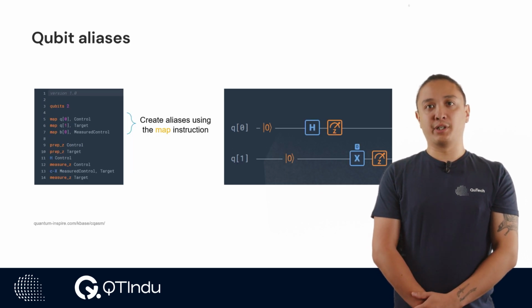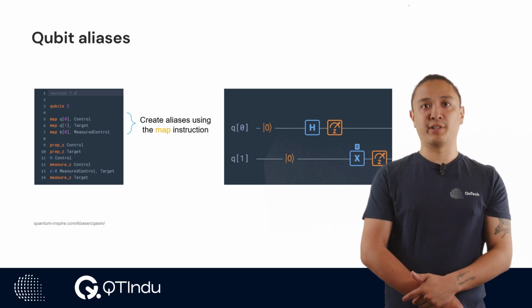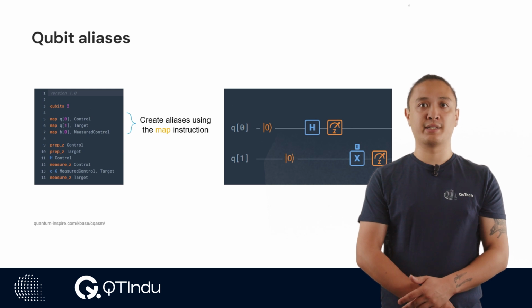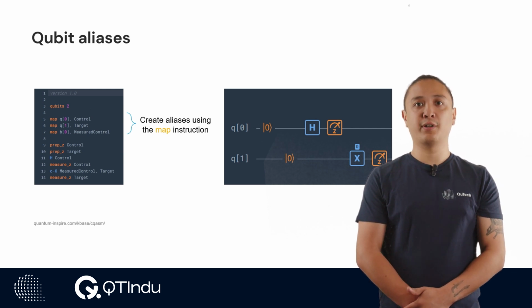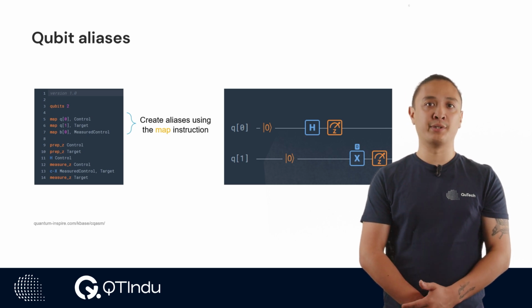Another nice feature of cQASM is the ability to create qubit aliases using the map function. This is done as shown in command lines 5, 6, and 7. We start the command with the map function, followed by the specified qubit or binary register and the keyword that we choose as its alias.